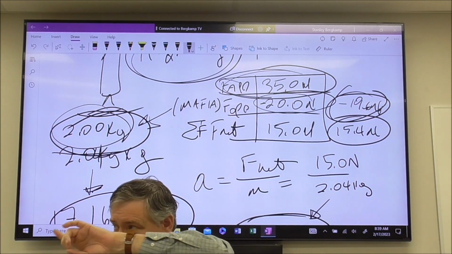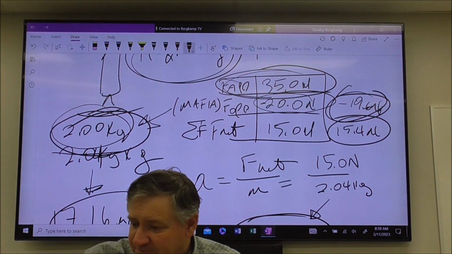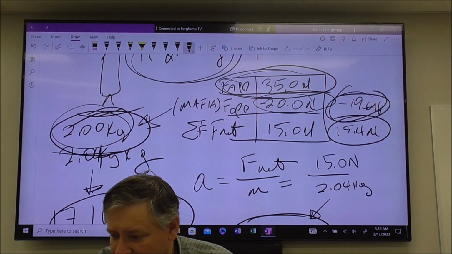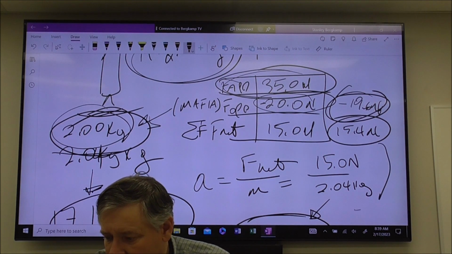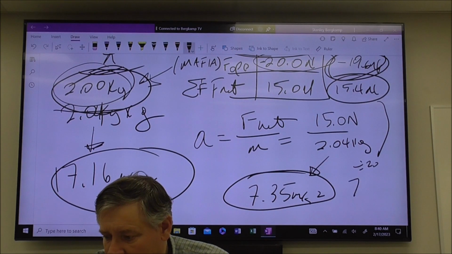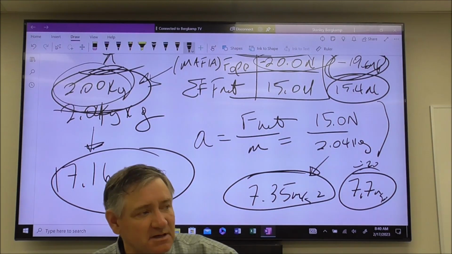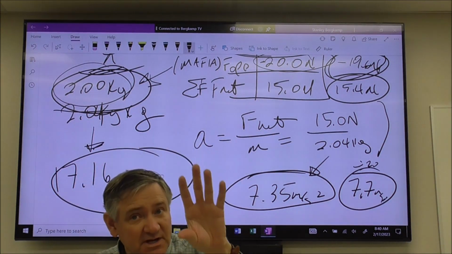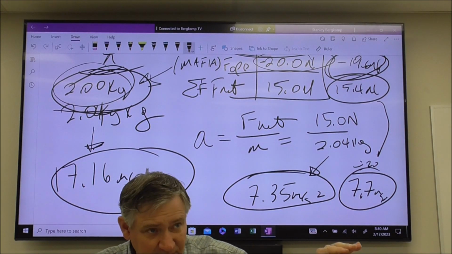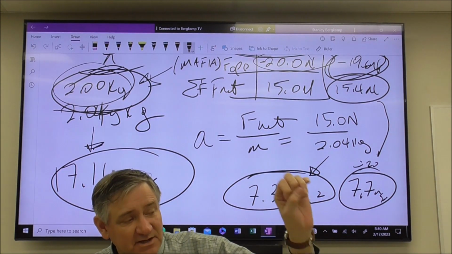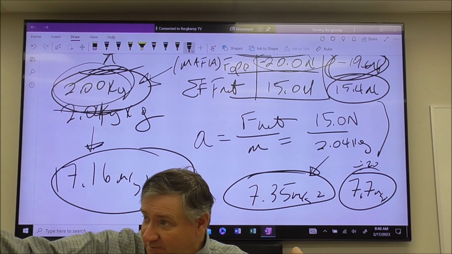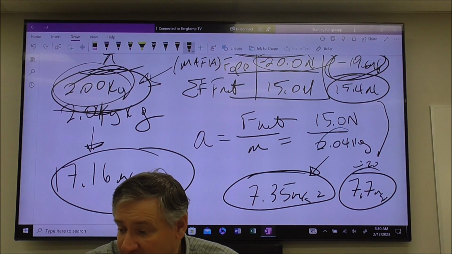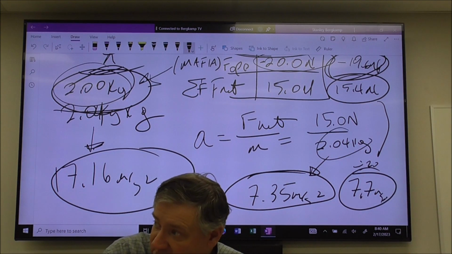Now, take 15.4 and divide that by 2 kilograms. 7.7 meters per second squared. Look what's happened to my acceleration. I have the exact same applied force, but by shrinking the mass, I decrease the opposing force. By decreasing the opposing force, I get a bigger net force, but then I'm dividing by a smaller mass, which makes my acceleration even bigger.